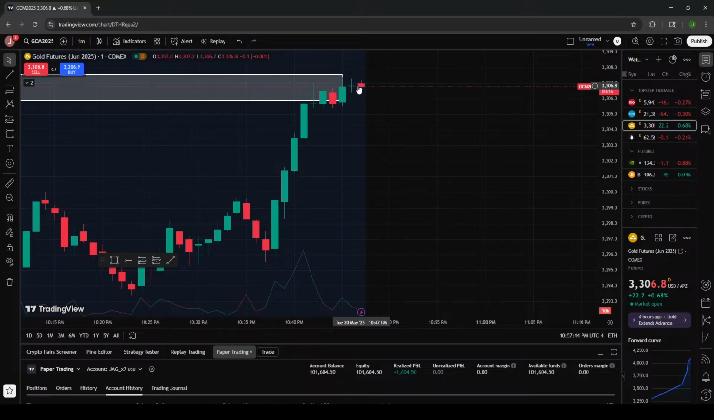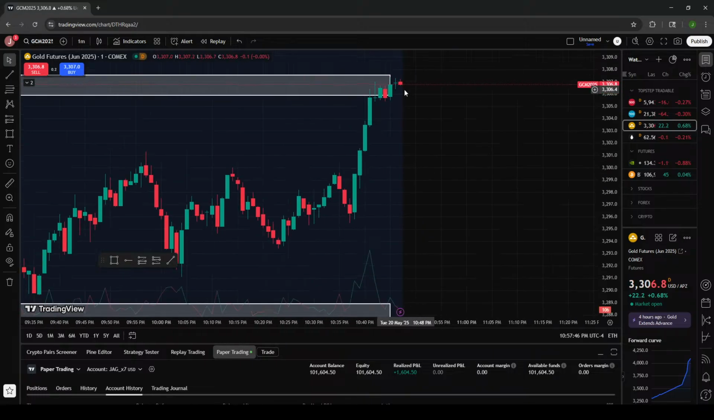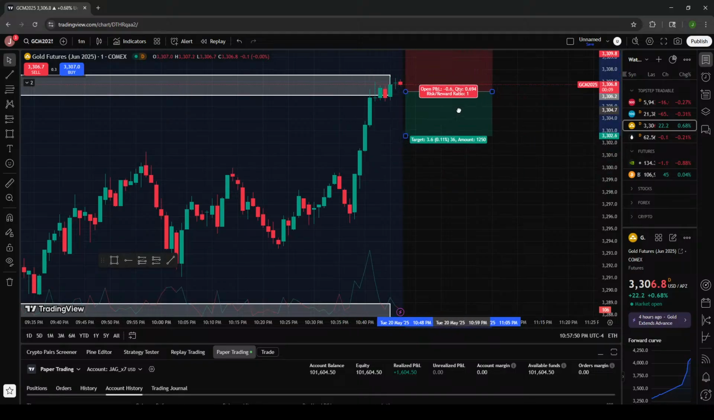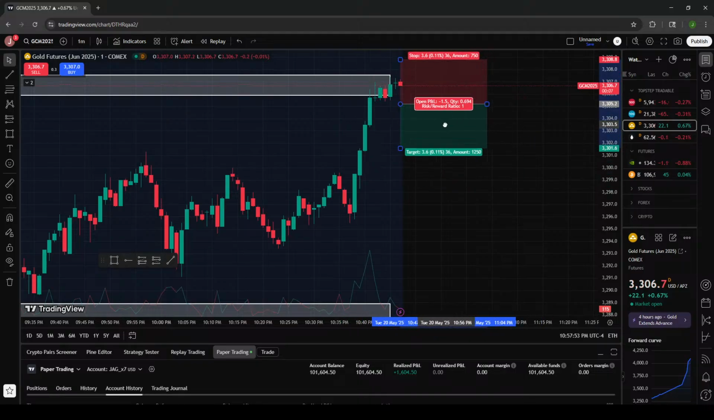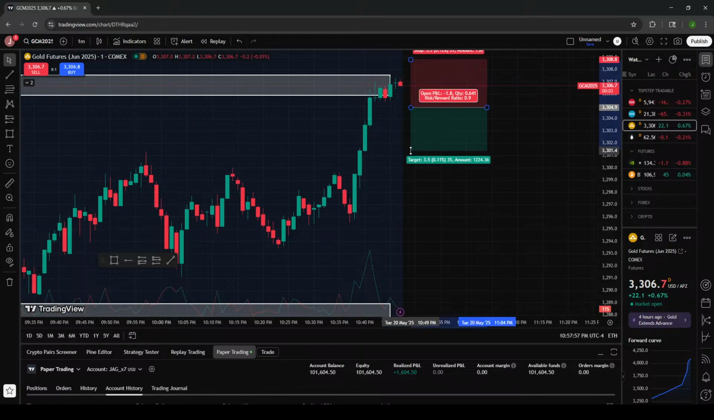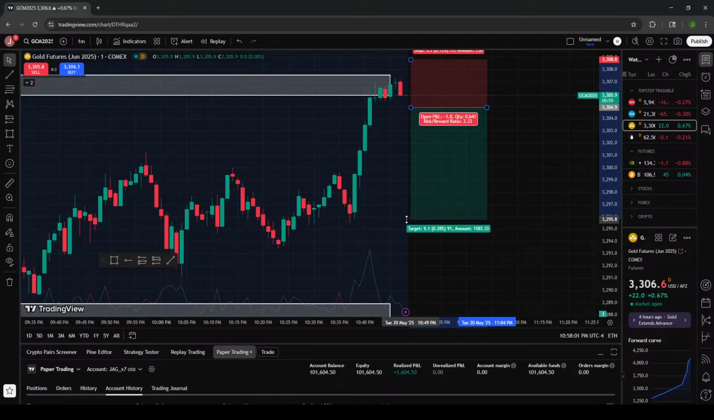Jeez, indecision, crazy. Come on, break down so I can hop in this sell. Hop in so I can hop in this sell and call it a night, please. Because if it does, I'm shooting for there.